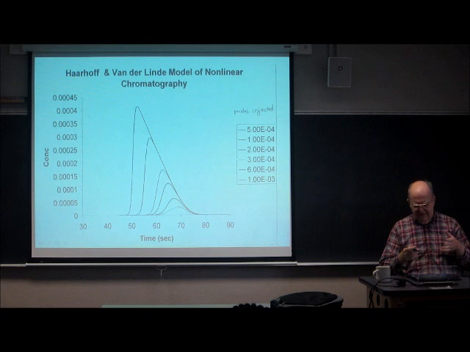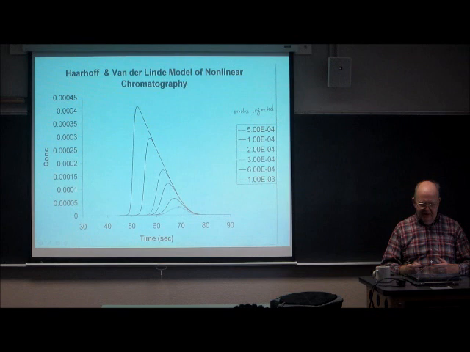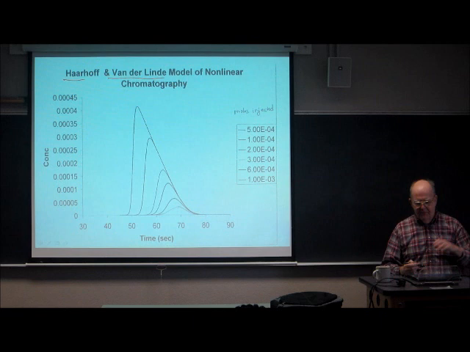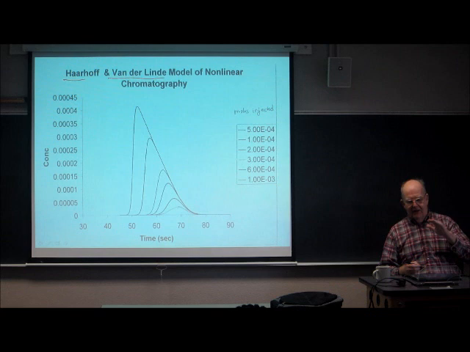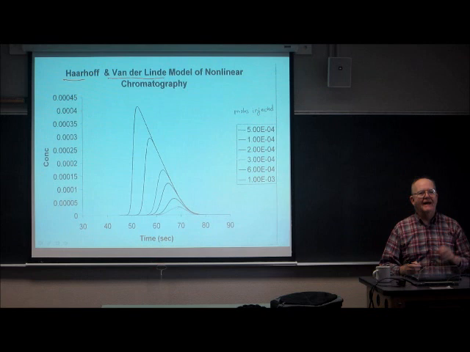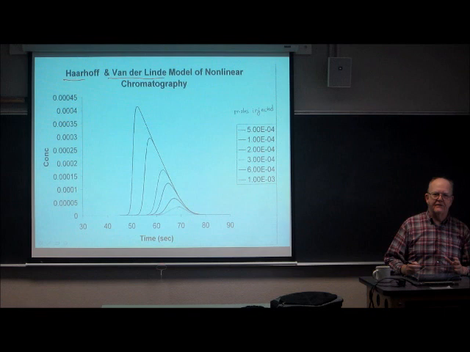This is an actual model that shows you what happens in the case of a Langmuir type isotherm. This is named after two other people who came up with a very simple model that has the same kind of curvature as a Langmuir curvature. So this is a negative or convex isotherm, or a Langmuir-like isotherm. It's not exactly Langmuir. They made it simpler so they could do some integrations that were very difficult to do with the Langmuir. But you can see what happens.